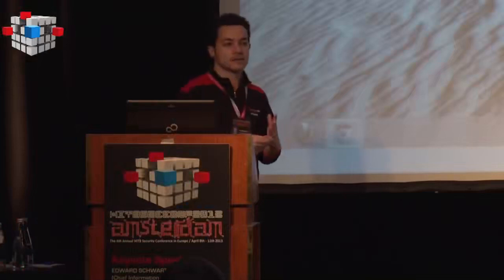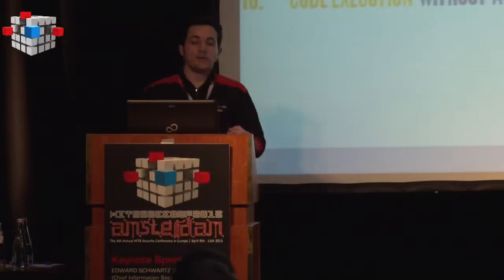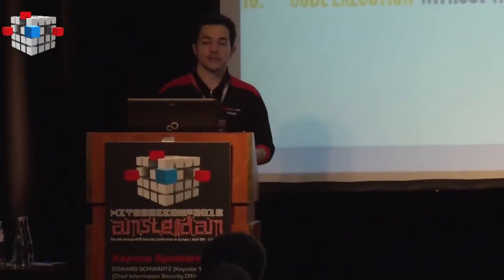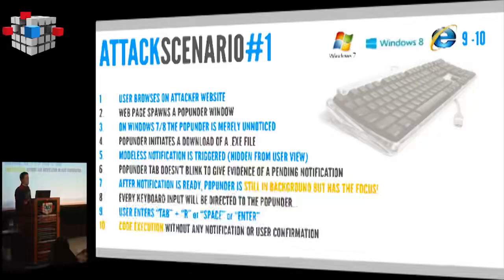Now, these four problems are the building blocks for the couple of attacks that I will show you. The first attack works on Internet Explorer 9 and 10, both on Windows 7 and on Windows 8. The attack scenario is more or less similar to the one that we did before. So you visit an attacker website, the attacker website launches a pop-under and starts the download of an executable file. All of this goes unnoticed, hidden from the user view. The pop-under doesn't blink to give evidence of a pending notification.